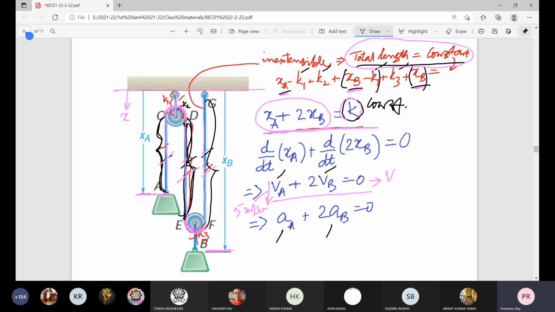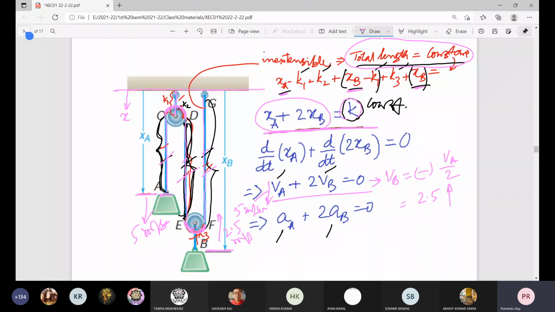So vB is minus vA divided by 2. So vB will be 2.5 upward, and vA is 5 meters per second downward. So it will be 2.5 meters per second upward.